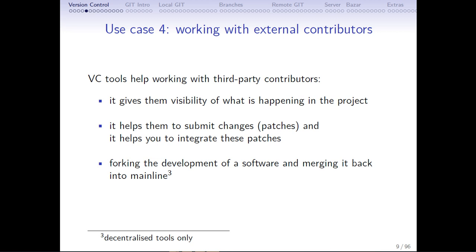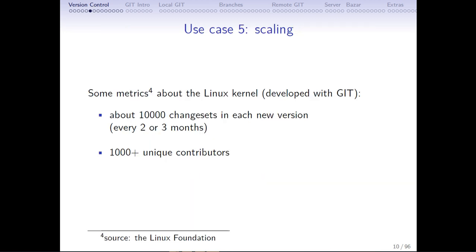Next, use case 4, working with external contributors. A VC tool helps working with third-party contributors. It gives them visibility of what is happening in the project. It helps them to submit changes, and it helps to integrate these patches. Forking the development of a software and merging it back to the mainline. This is one of the main points.